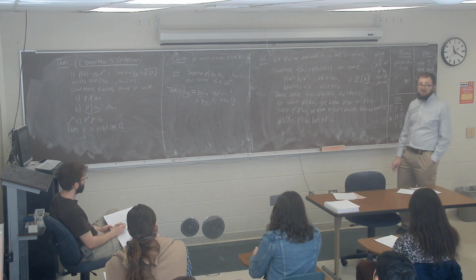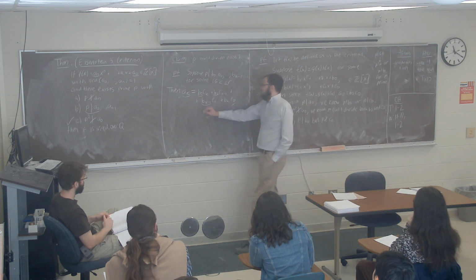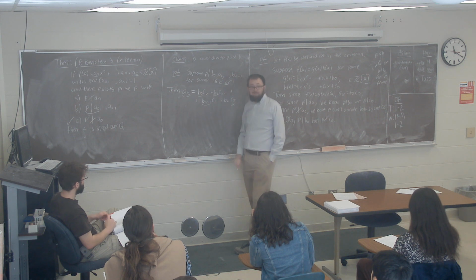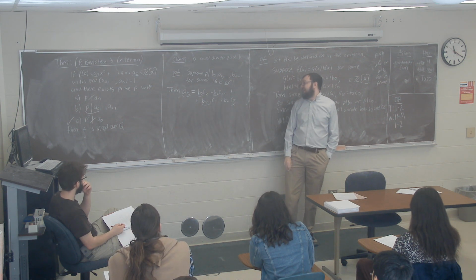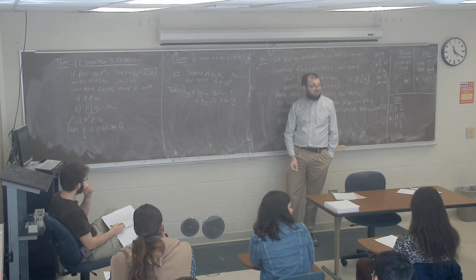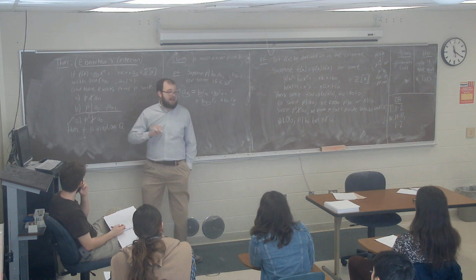So what can we conclude from this? What else does P necessarily have to divide if it divides that, and not that? Elmore? B sub k. It has to divide B sub k. How do we know it divides A sub k? Good question.